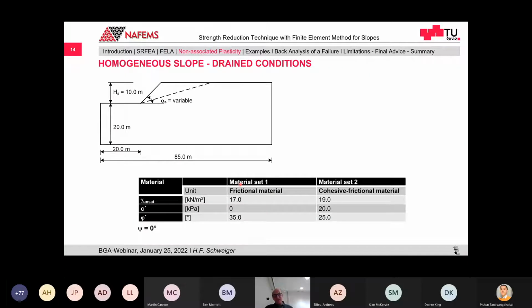In order to show that you get the same result with these two methods, we looked at the homogeneous slope, we changed the inclination of the slope, and we looked at two materials. The first one is material Z1, basically a more frictional material with zero cohesion and a friction angle of about 35 degrees, and material Z2 with 20 cohesion and a phi dash of 25. So we are not dealing with a particular soil here, we just wanted to show the differences.